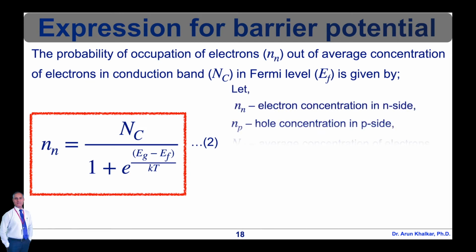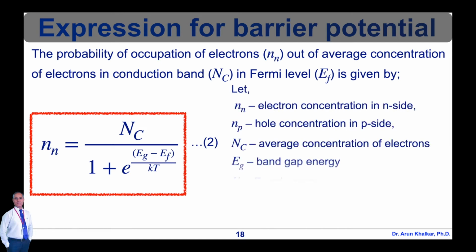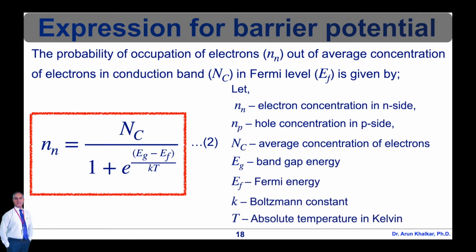In this equation, Nn is the electron concentration in the conduction band on the n side, Np is the electron concentration in the conduction band on the p side, capital N subscript C is the average concentration of electrons in the conduction band of p and n side, Eg is the band gap energy, Ef is the Fermi energy, small k is the Boltzmann constant, and capital T is the absolute temperature in Kelvin.